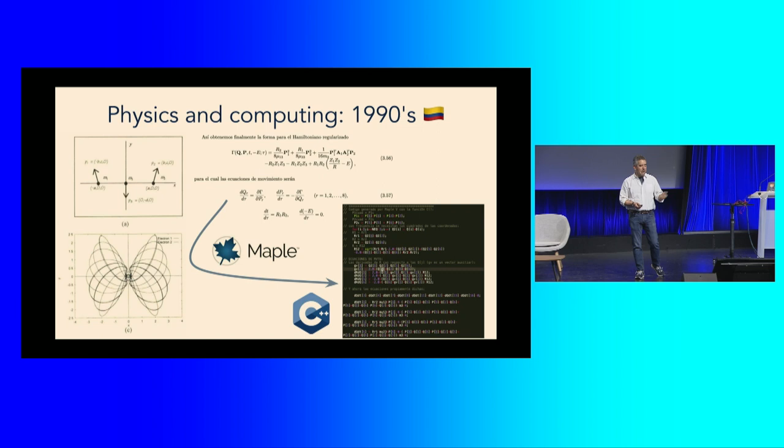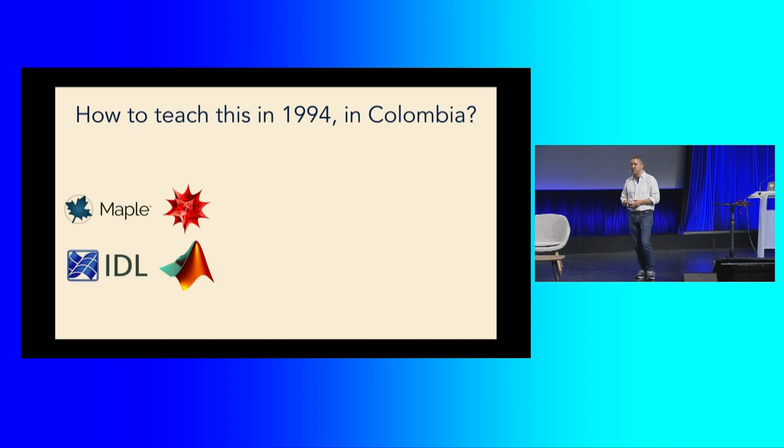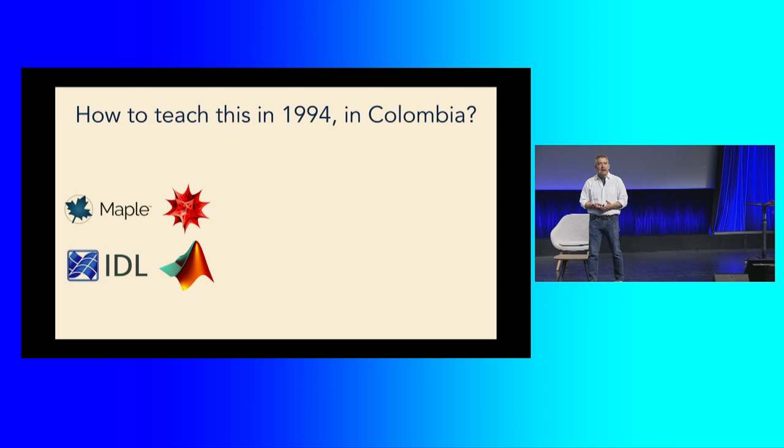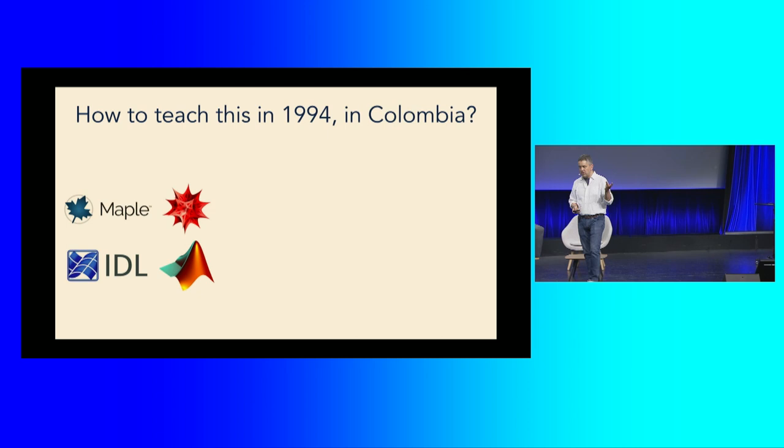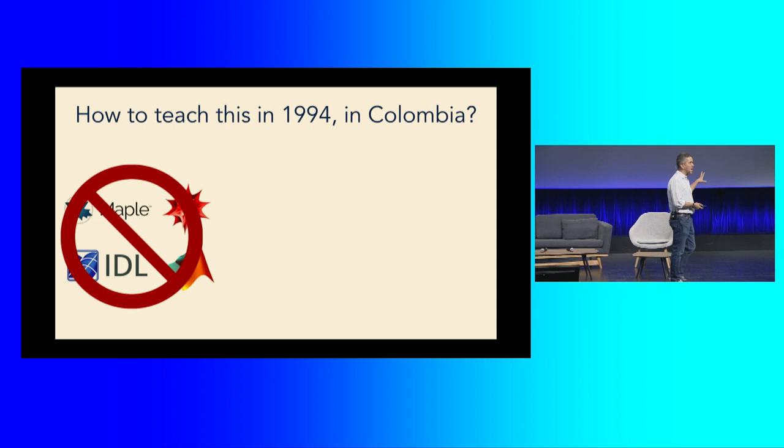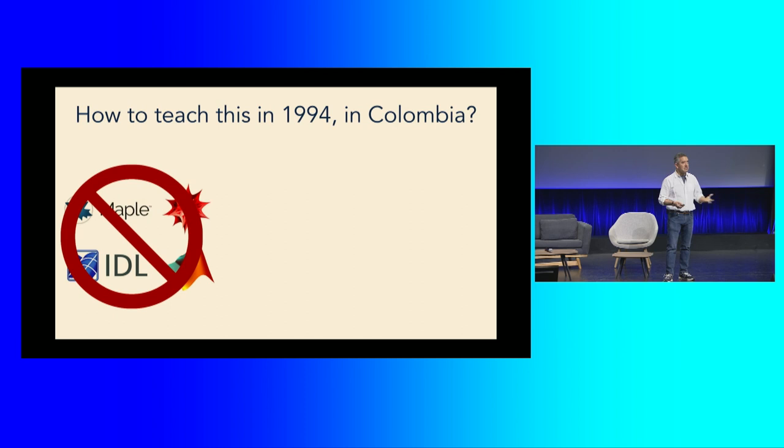At the end, right before I went to grad school to do my PhD in the US, I had the opportunity to teach some computational physics in Colombia in 1994 without access to Maple, to Mathematica, to MATLAB, to IDL. None of these things were really easily available as a teaching tool. I had a pirated copy of Maple for myself. That's what we did in Colombia. But as infrastructure, these things were inaccessible to those in a country like Colombia.